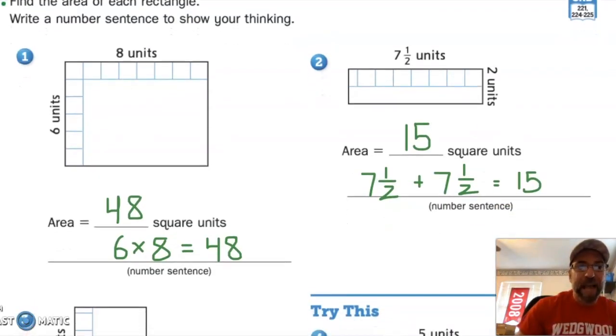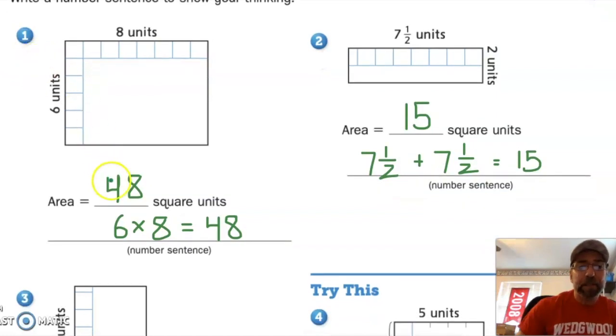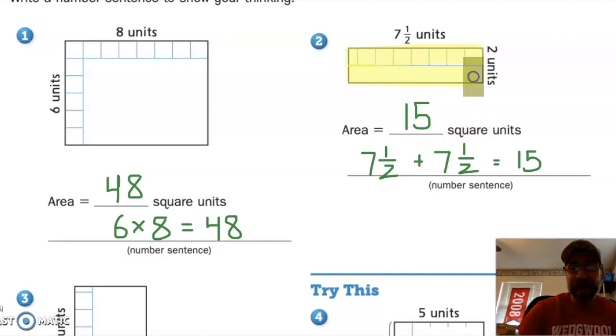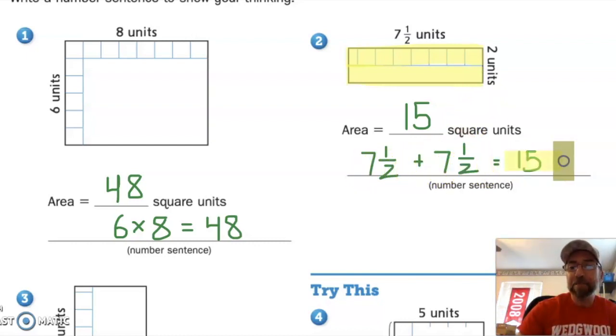All right, let's check to see how you did. For number 1, the answer is 48 square units. 6 times 8 equals 48. This takes us back to 3rd and 4th grade because we're working with all whole squares. Now, number 2 is a little different. It takes us into that 5th grade mathematics. This time, my answer is 15 square units. And what did I do? Well, I added up 7.5, because that was my first row, and I added up another 7.5, because that was my second row. And when I add up 7.5 plus 7.5, I end up with 15.